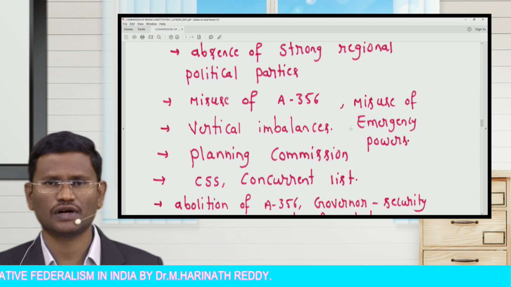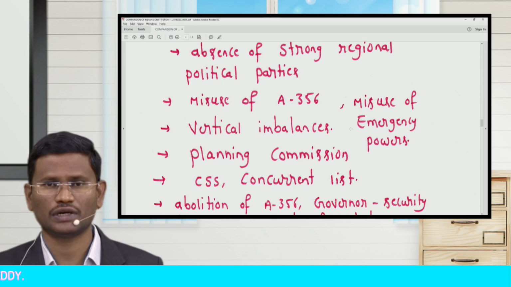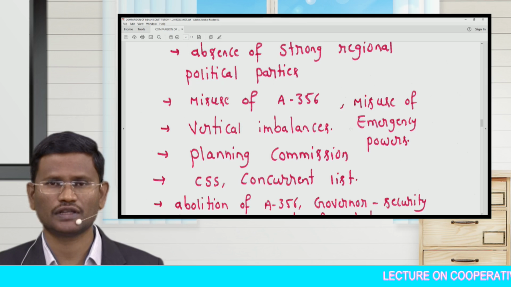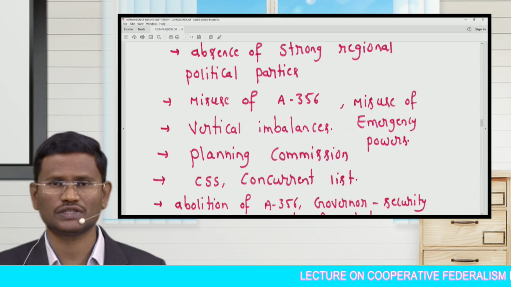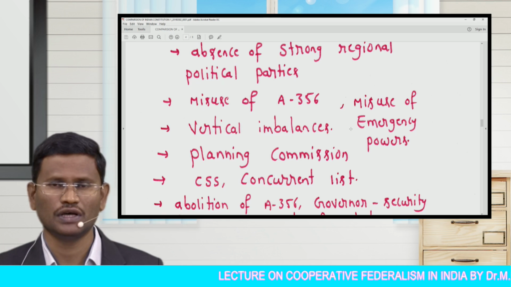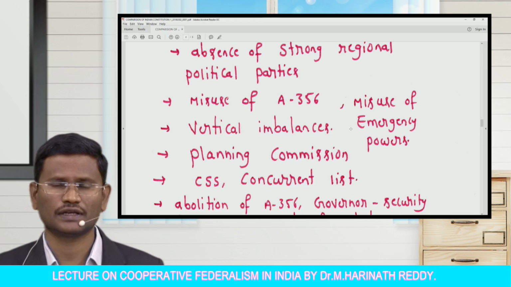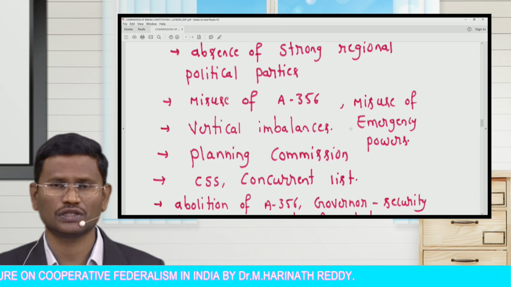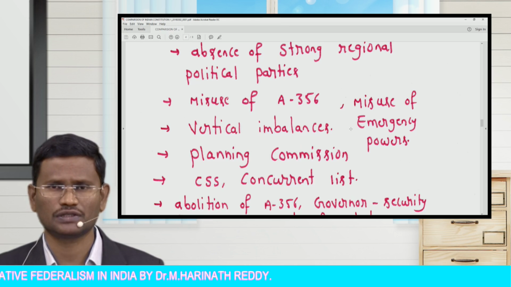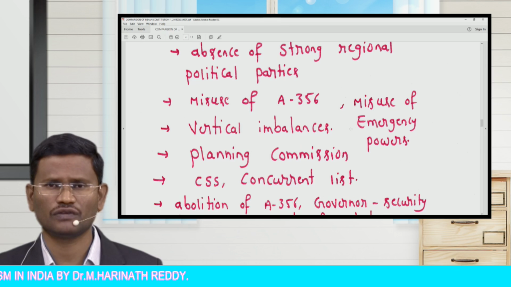The misuse of Article 356 has come down greatly because the center is very much dependent on the regional political parties. Any attempt made by the central government to misuse Article 356 was severely resisted by the regional political parties, and the central government has kept away from misusing Article 356 for fear of losing the support of the regional political parties for a continued survival at the national level.